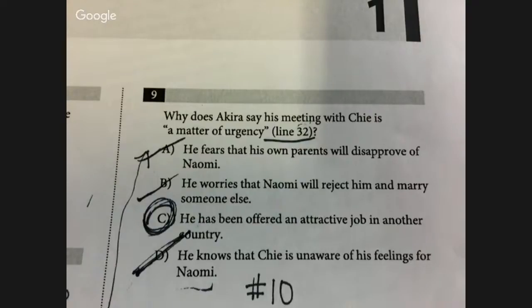He has been offered an attractive job in another country. This is exactly what question 10 provided evidence for. He knows that Chie is unaware of his feelings for Naomi. This would not make it a matter of emergency and urgency, and it's never mentioned in the passage. So the answer is C.